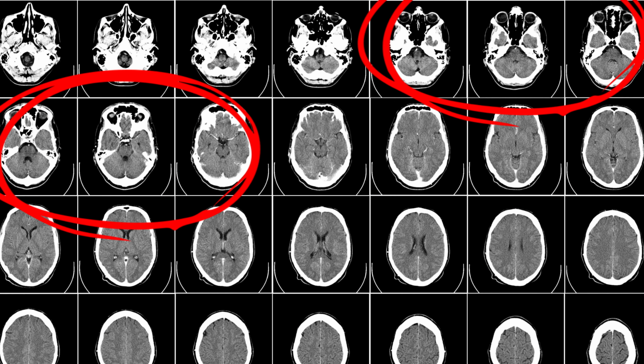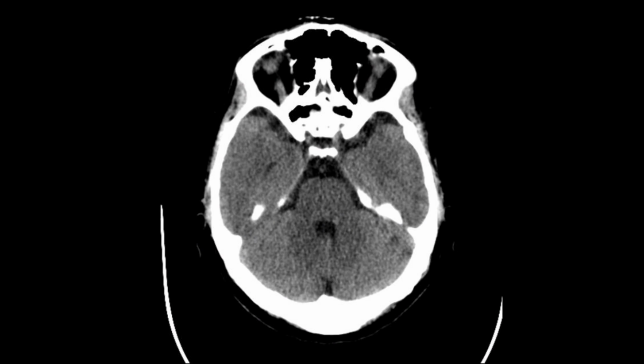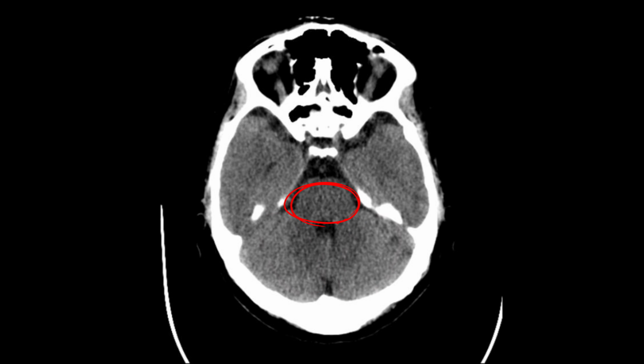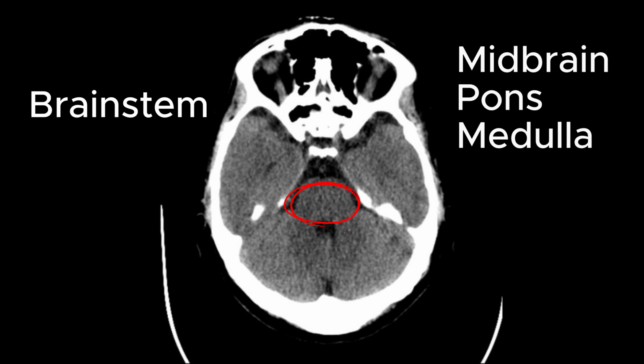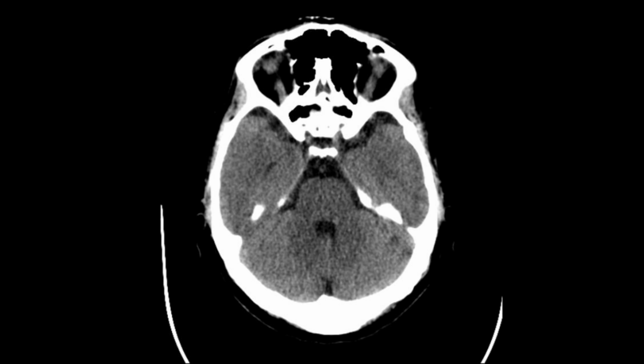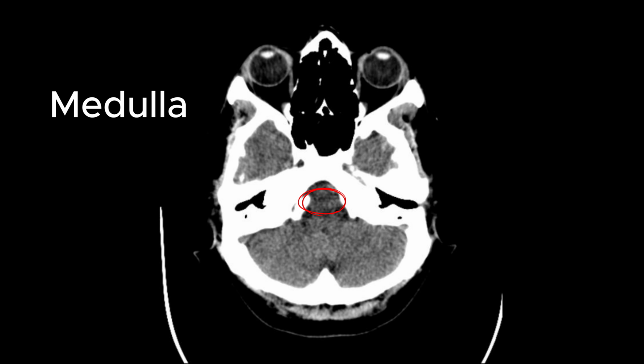On a CT scan film, these slices are used to visualize the posterior fossa. Here you can see the right and the left cerebellar hemispheres. This part lying anterior to the cerebellar hemispheres is the brainstem, which consists of midbrain, pons and the medulla. Midbrain is the cranial most, pons lies in the middle, and medulla is the most inferior part of the brainstem. Here on this slice, you can visualize the midbrain. This structure lying anterior to the fourth ventricle is the pons, and this part here is the medulla.